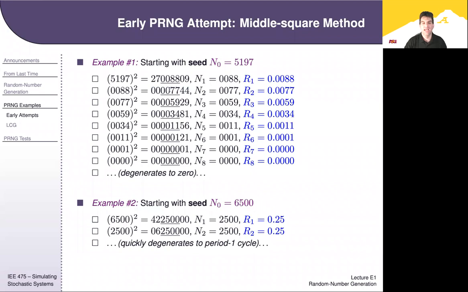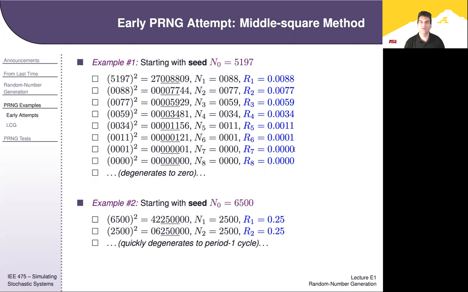Well, 77 is not that far from 88. So it's a little concerning, but that might have just been bad luck. So I'm going to use that as my second number by dividing it by 10,000. I keep doing this process over and over again, and I see that the numbers are just getting smaller and smaller and smaller until eventually it hits zero.